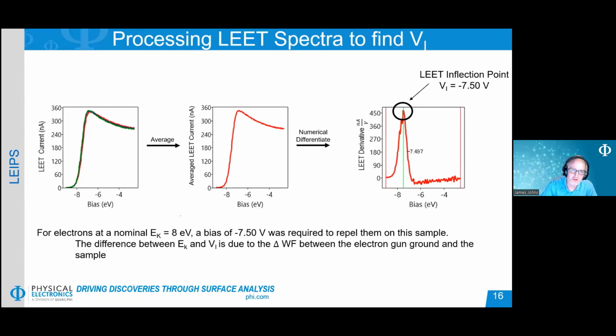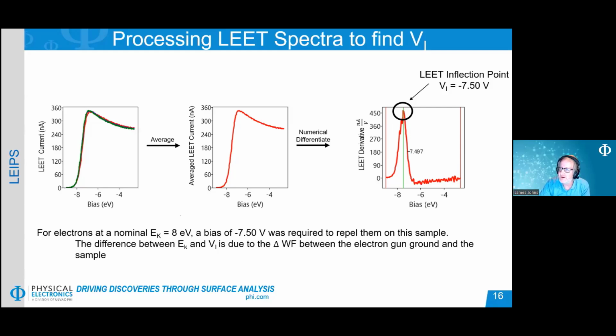Just very quickly, we need to find the inflection point for this. The way that we do that is that we differentiate it. Right, so here's the multiple spectra that I told you about. We do it multiple times, we average them. We want to find the inflection point. You can just numerically differentiate that and look for the maximum. And that gives us our lead inflection point, which tells us about the vacuum level.